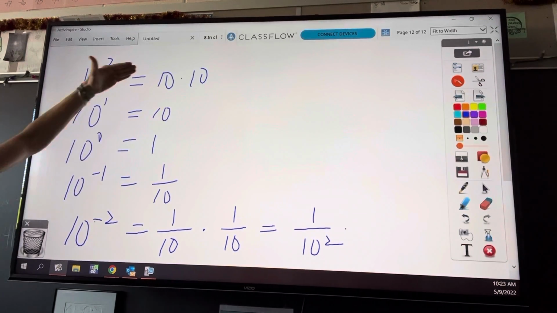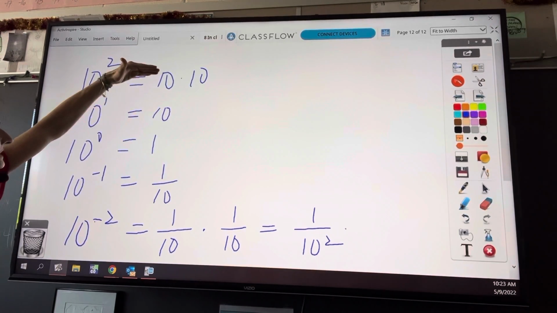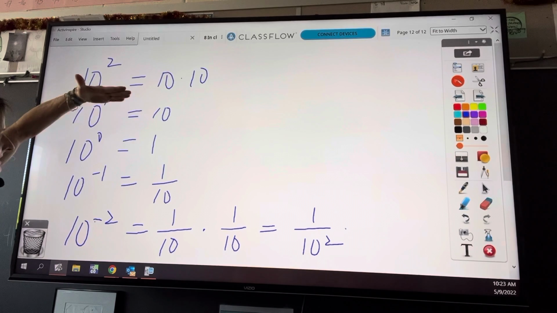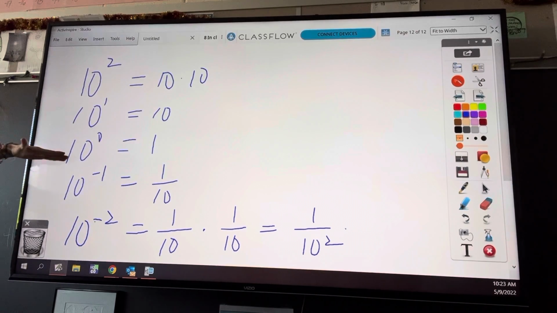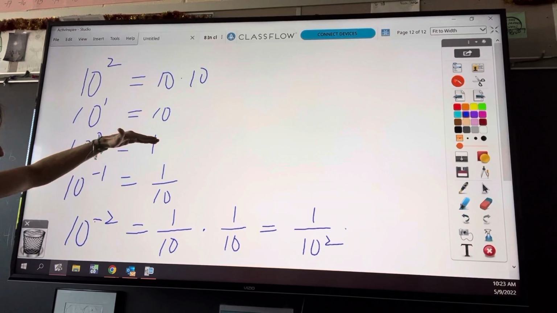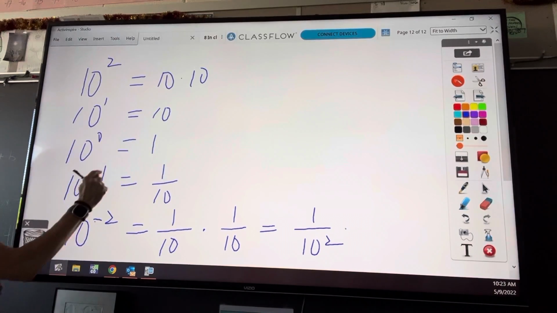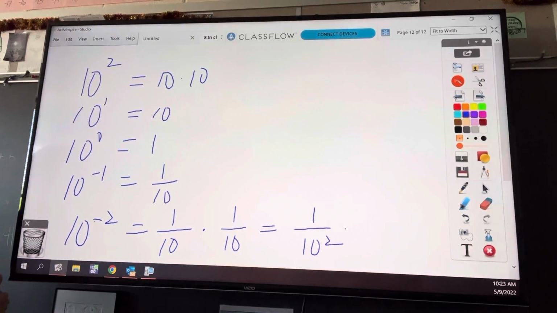So we're dividing by 10 through each of these. If you divide 10 squared by 10, you get 10. If you divide 10 by 10, you get 1. That's why 10 to the 0 power, anything to the 0 power, is 1. If you divide 1 by 10, you get 1/10, which is why 10 to the negative 1 is 1 over 10. How am I doing?